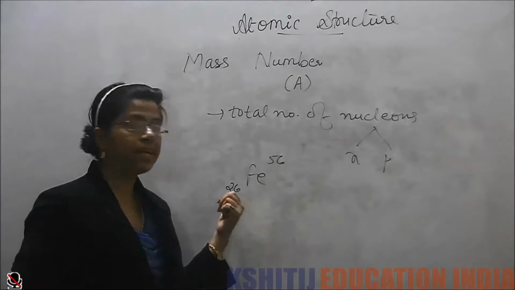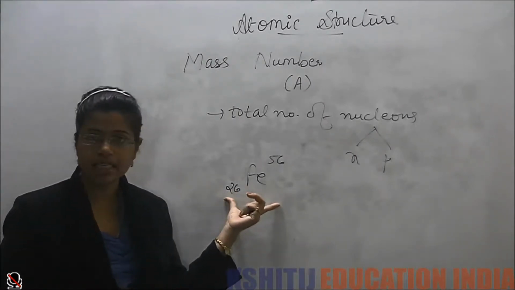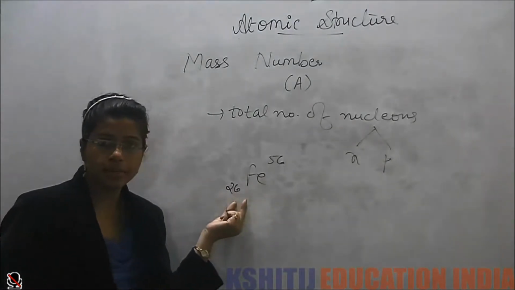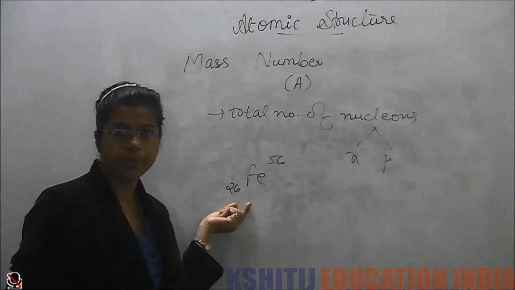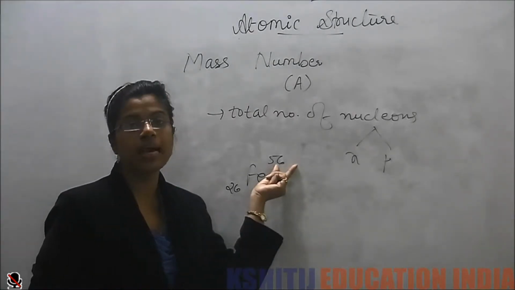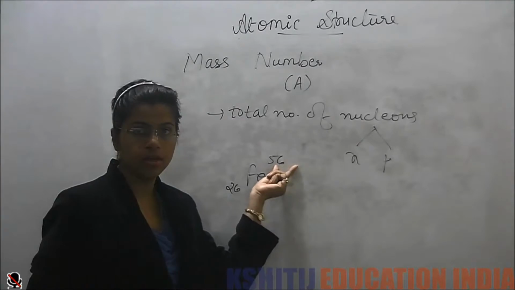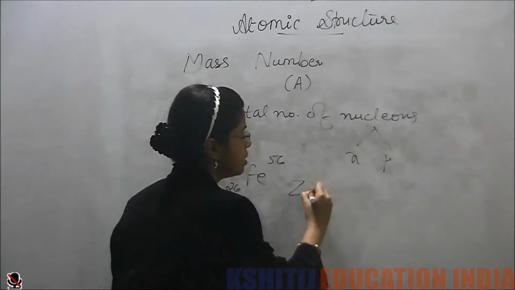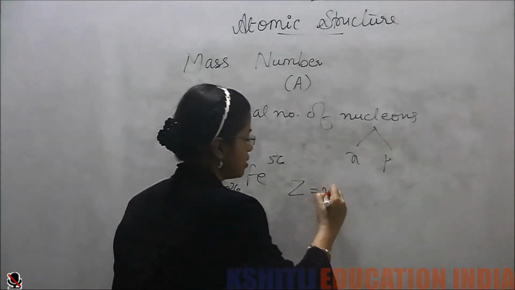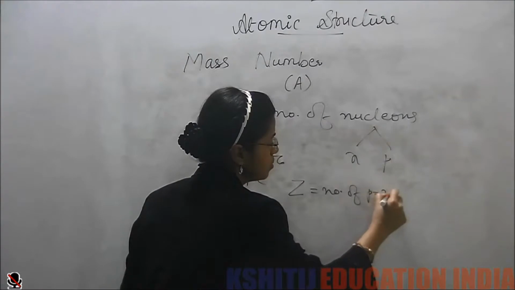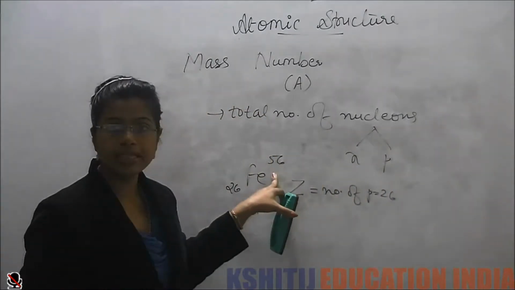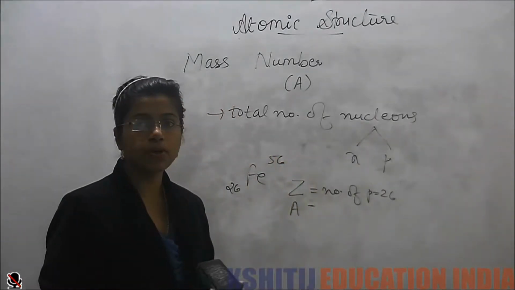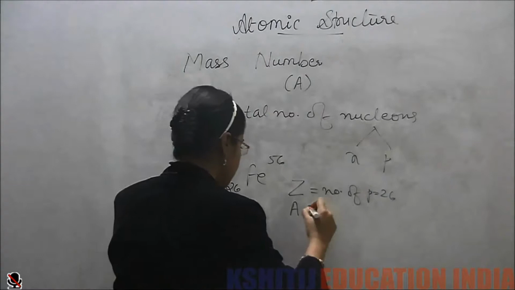Iron has an atomic number of 26. Now, whenever we write an element like this, always the subscript represents the atomic number and the superscript represents the mass number. Okay? So here atomic number is 26, right? That means number of protons is 26. Mass number is given as 56. That means sum of number of protons and neutrons is 56.